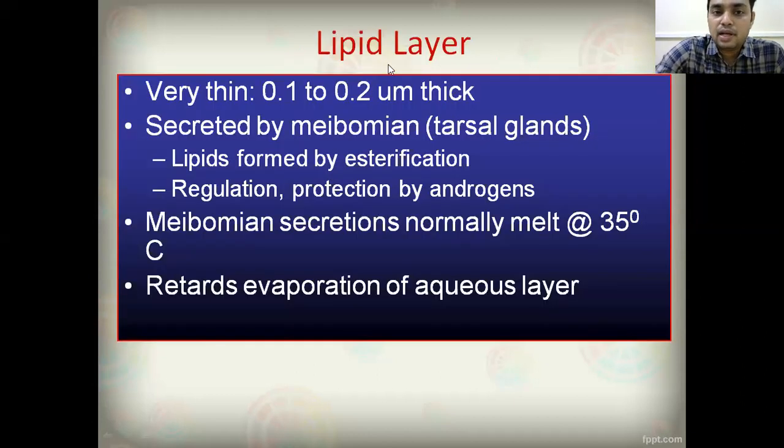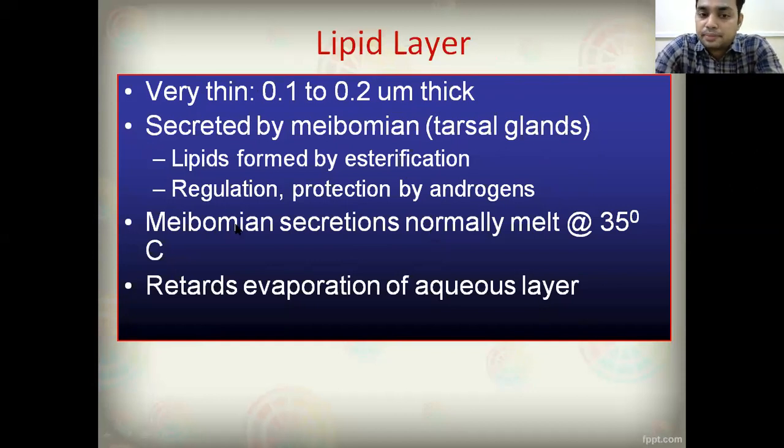And coming to the lipid layer, which is very thin, around 0.1 to 0.2 micrometers in thickness. It is secreted from the meibomian glands, which are present in the eyelids. And these lipids are formed by a process called esterification. This lipid formation and regulation is under the influence of androgens in the body.